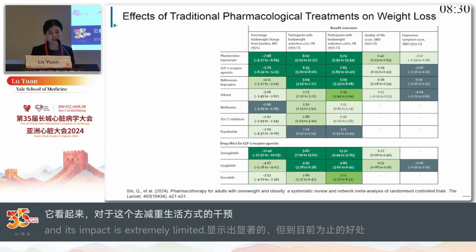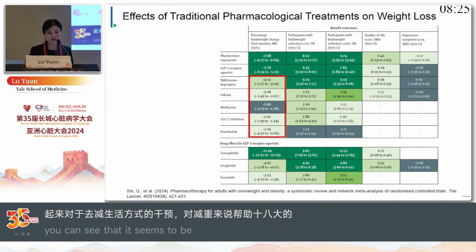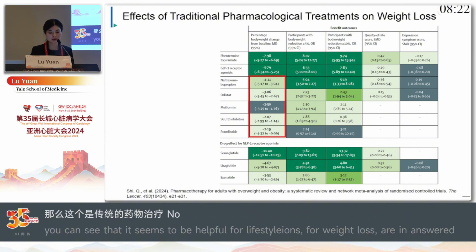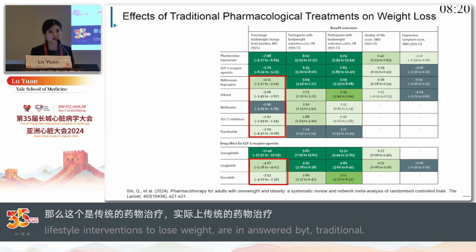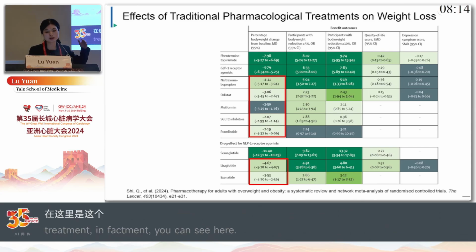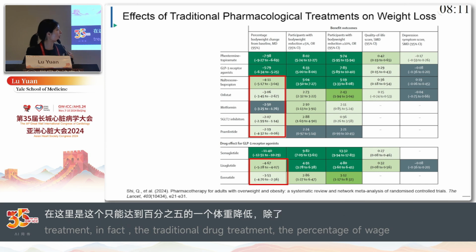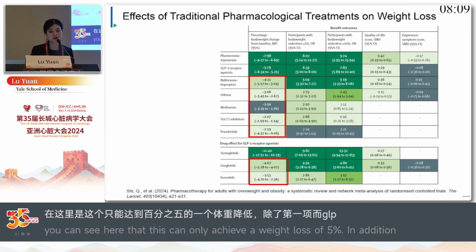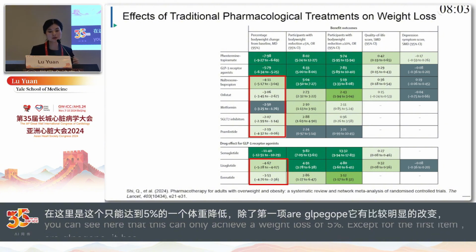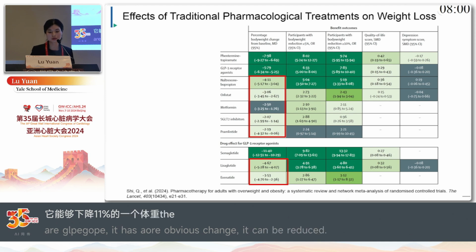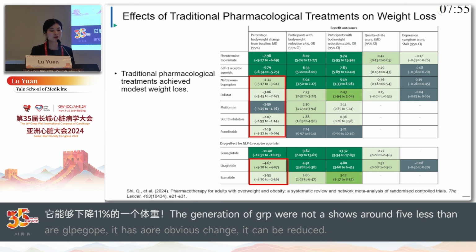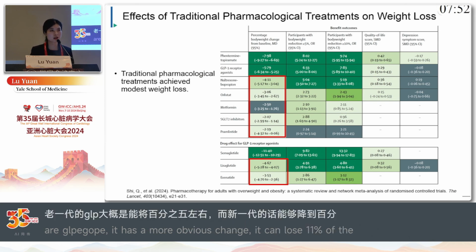This is a recent meta-analysis published in Lancet by our Chinese authors. We can see that traditional pharmacological treatment, if you look at the percentage of weight change, is very limited, around 5%, except for the first one. And GLP-1 RA, as we showed, semaglutide may have a bigger change, like minus 11% reduction in weight, but those older generation GLP-1 RA show less than 5% weight reduction. So traditional pharmacological treatment achieves moderate weight loss.